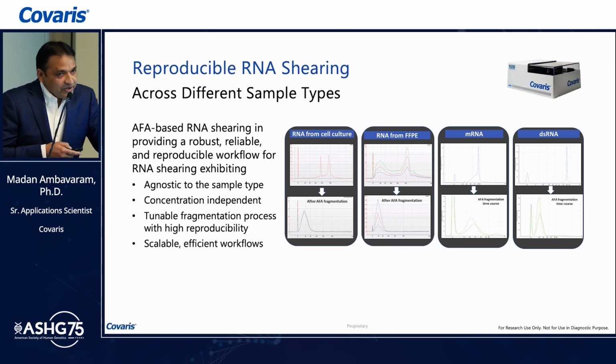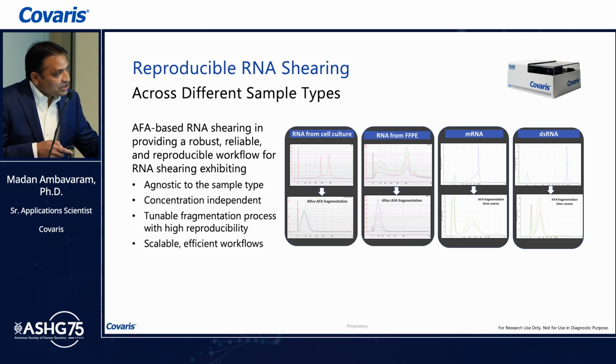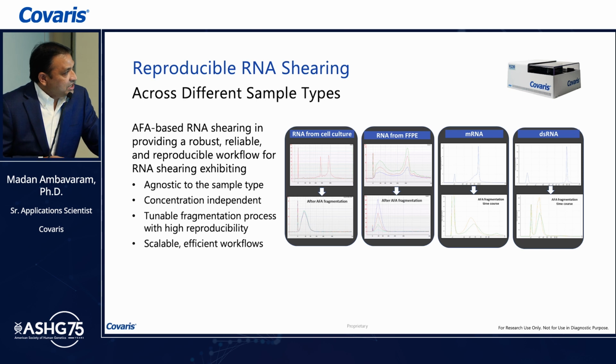In the top gel electropherograms, you can see, after AFA treatment, how tight a fragmentation we can obtain, irrespective of whether it is a degraded RNA sample or an intact RNA sample like mRNA and double-stranded RNA. The key takeaway here is that it is agnostic to the sample type and also concentration independent. That is the beauty for NGS workflows: concentration independent, highly tunable fragmentation, and also scalable for efficient workflows from 1 sample to 384 samples in one run.